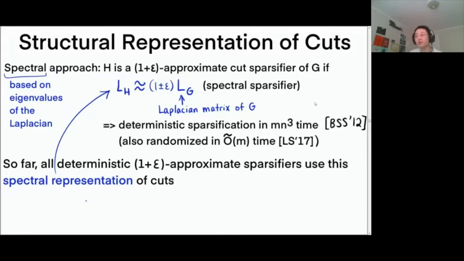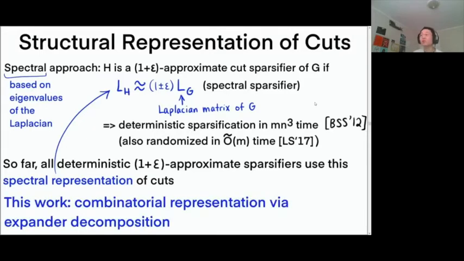So we develop a second, different approach. We have a combinatorial representation over the cuts of a graph, and this is via expander decomposition. So this is the first combinatorial approach to characterize the structural representation of graphs.